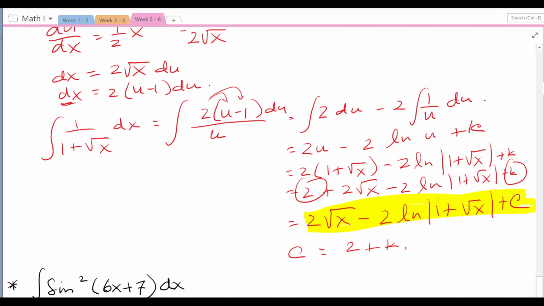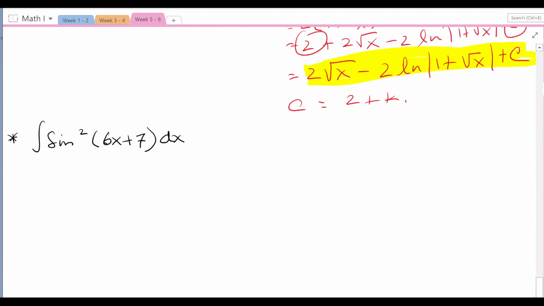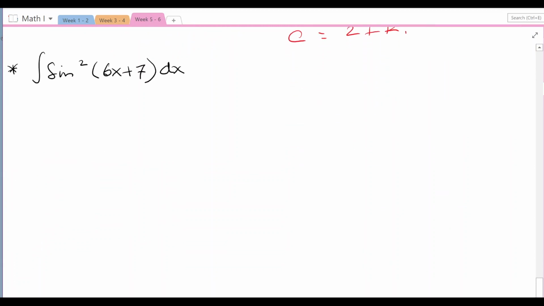Okay, let's try another question. Integral of sine square of 6x plus 7. We can let u equal 6x plus 7, and the derivative of u with respect to x is simply 6, or du equals 6 dx.